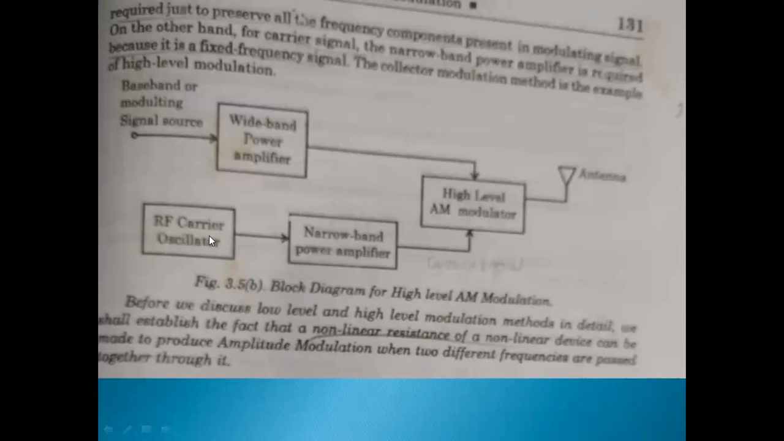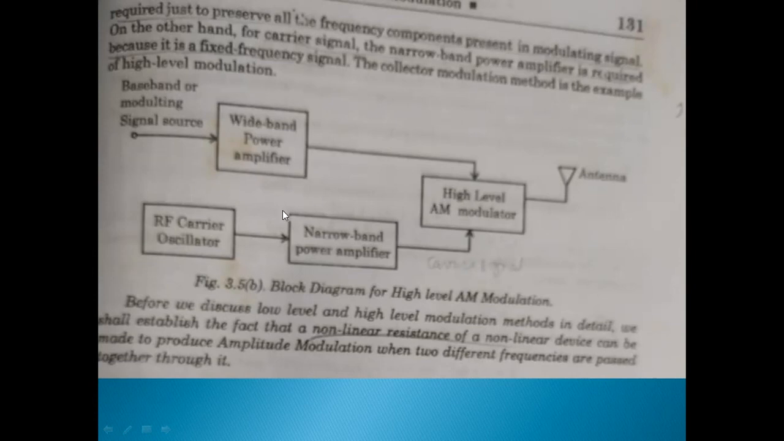Here the RF carrier oscillator generates the carrier signal. Then the carrier signal is given to the narrowband power amplifier. In the narrowband power amplifier we use class B or class AB. Class B or class AB is used as narrowband power amplifier because the carrier signal is a high frequency signal with a very narrow bandwidth, whereas the modulating signal is a low frequency signal, so its bandwidth is very wide. So after the narrowband power amplifier, the carrier signal is power amplified and given to the AM modulator. Now modulation takes place in the AM modulator and then it is given to the antenna to radiate.